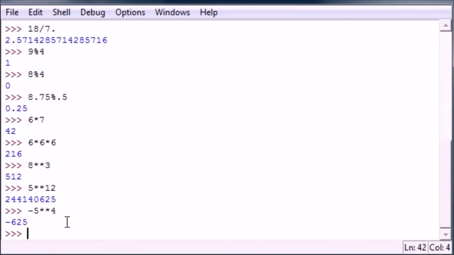Bam. There you go. So in this tutorial we covered basic math functions, and I also showed you guys how to do modulus and exponents. Those are the basic math functions, and we're going to be using them a lot in the future.